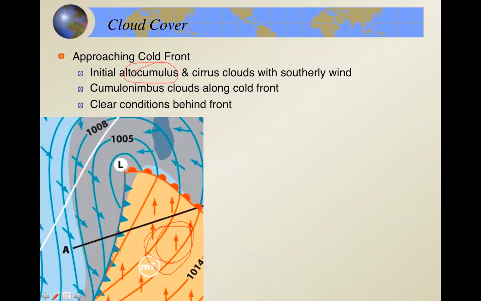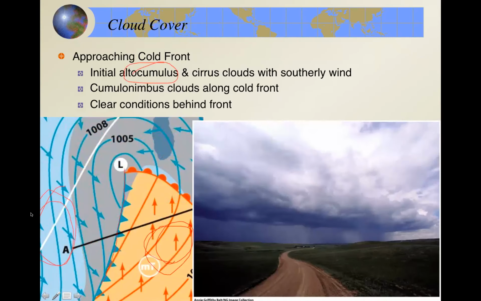And then behind the front, under cold conditions, what we tend to find is much clearer cold air behind it as the cold air moves into our region. And so this would be a typical image your students might see associated with approaching cold fronts.